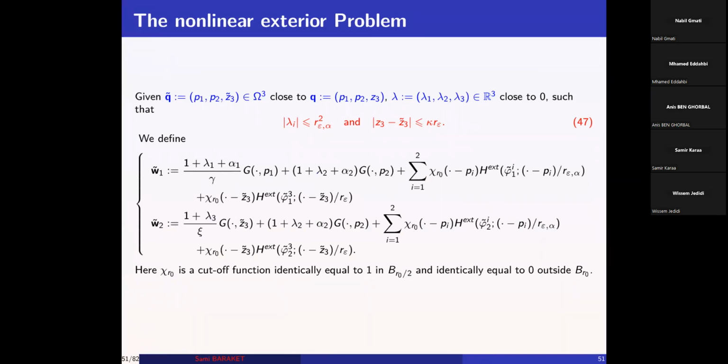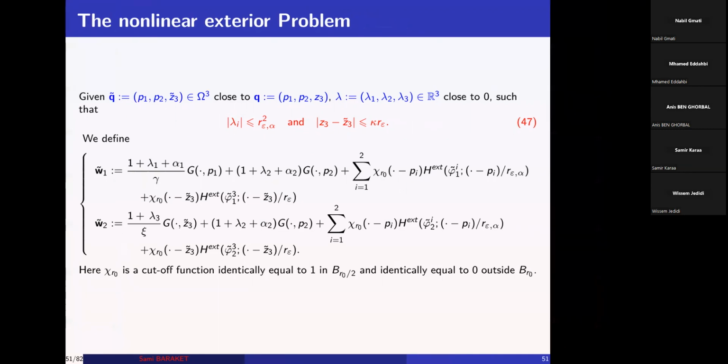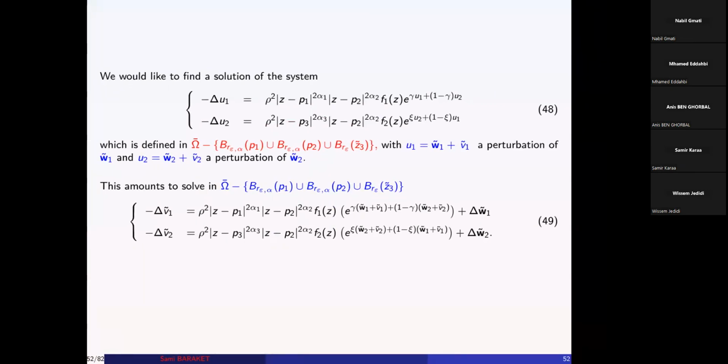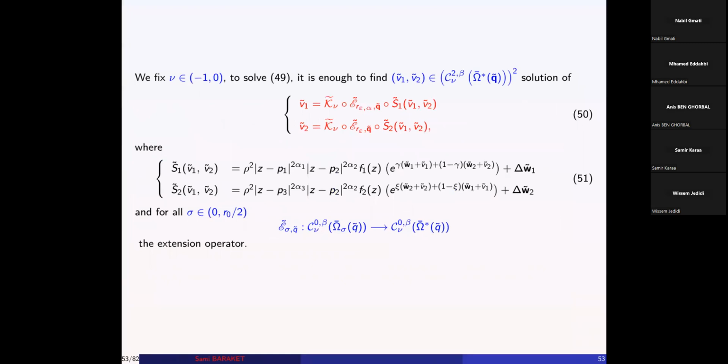What I mean by exterior problem is the construction of our solution outside the ball centered on P1 and of radius R epsilon alpha, on P2 and of radius R epsilon alpha, and on Z3 and of radius R epsilon. So what we do in the exterior problem, we will put the desired profile, and we will add to it some exterior harmonic function, and we will add to this some function which we denote by H11 tilde. Okay, and we will do the same thing. We will use a contraction fixed point theorem to obtain exact solution outside the ball.